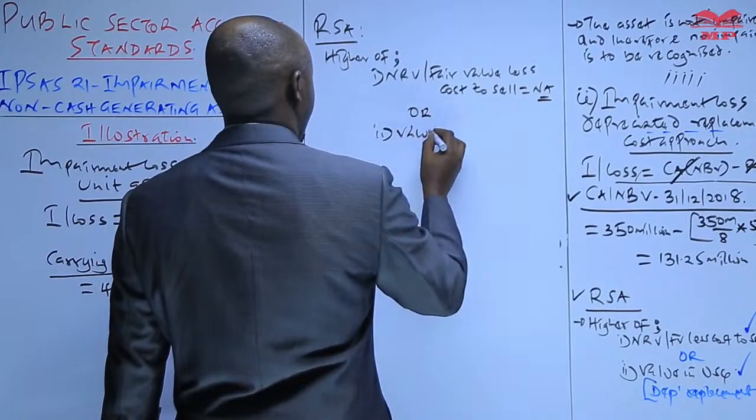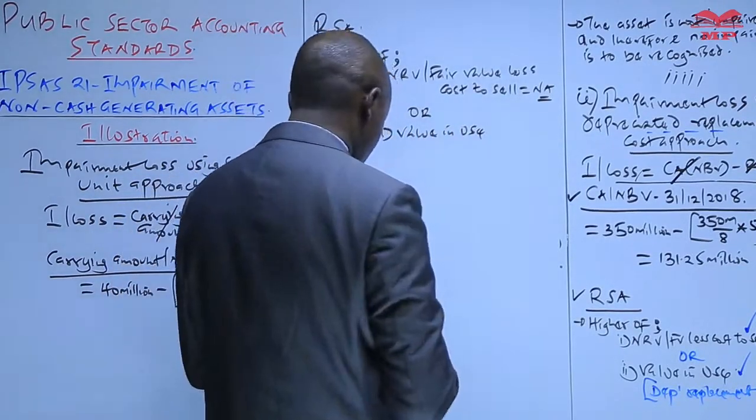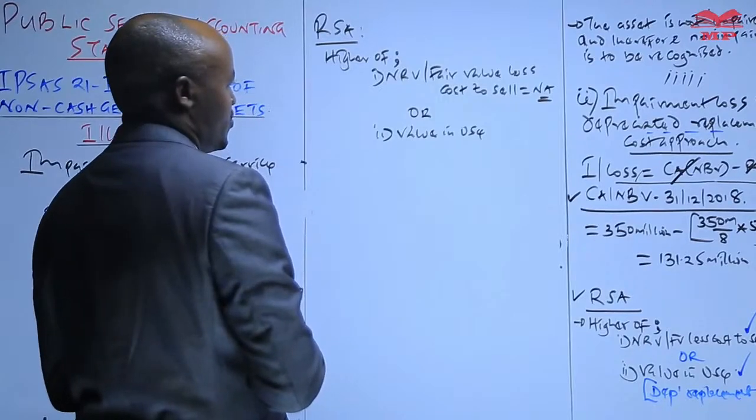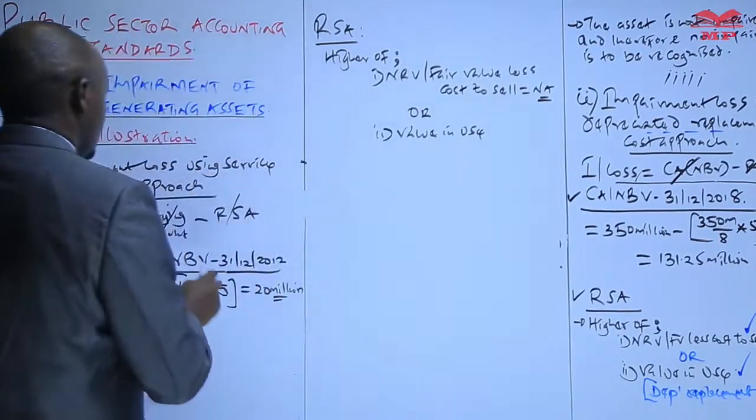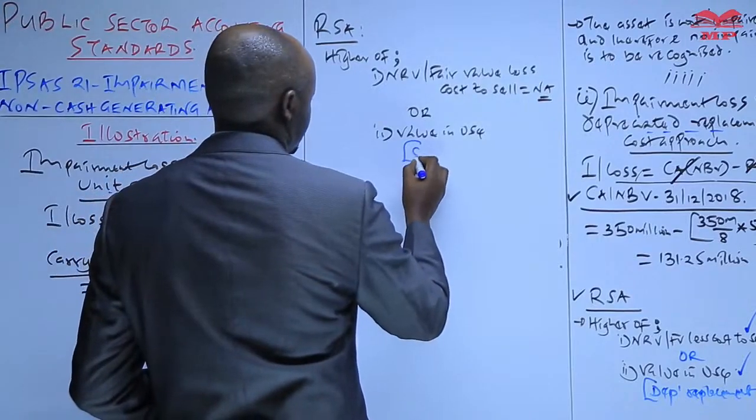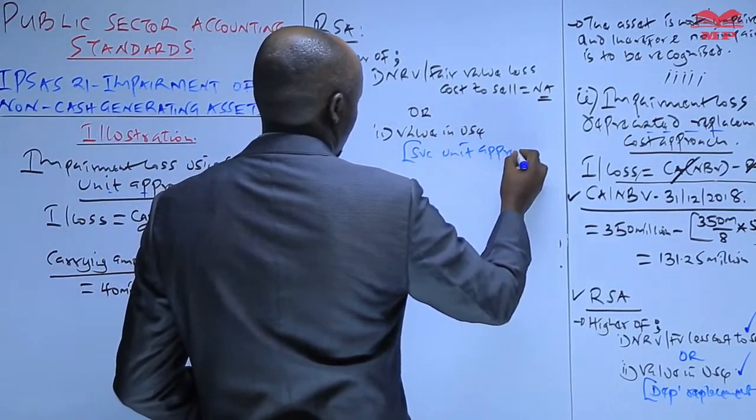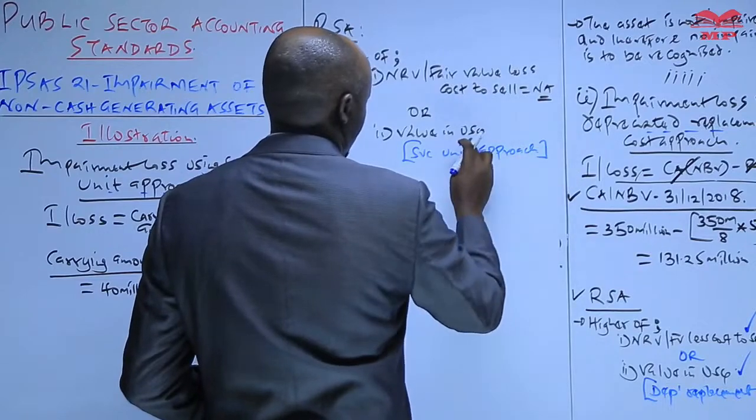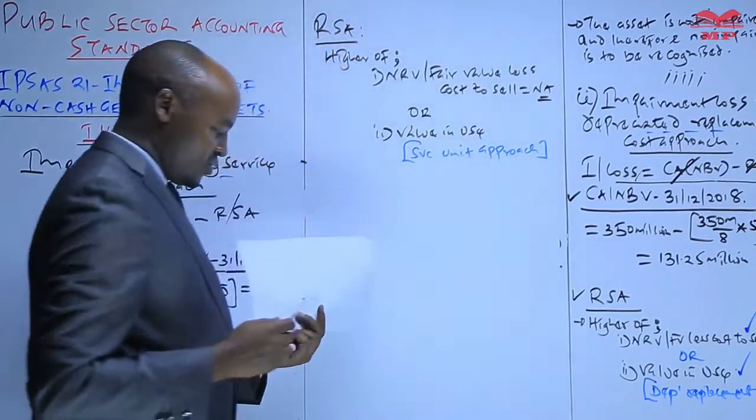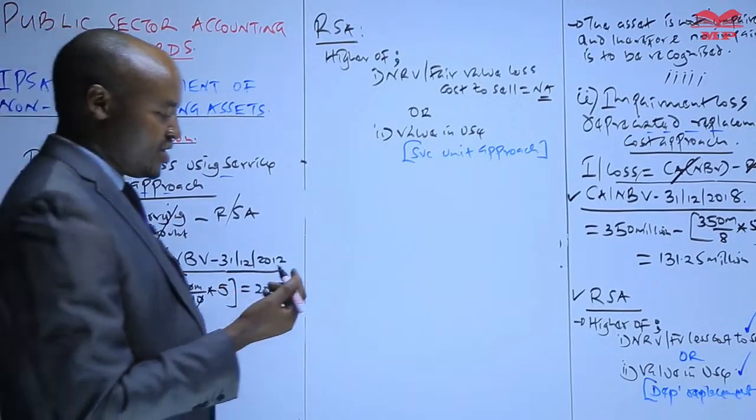Number 2, the value in use. Now, this value in use, we are required to compute using this approach here: the service unit approach. So how do we determine the value in use using this particular approach?